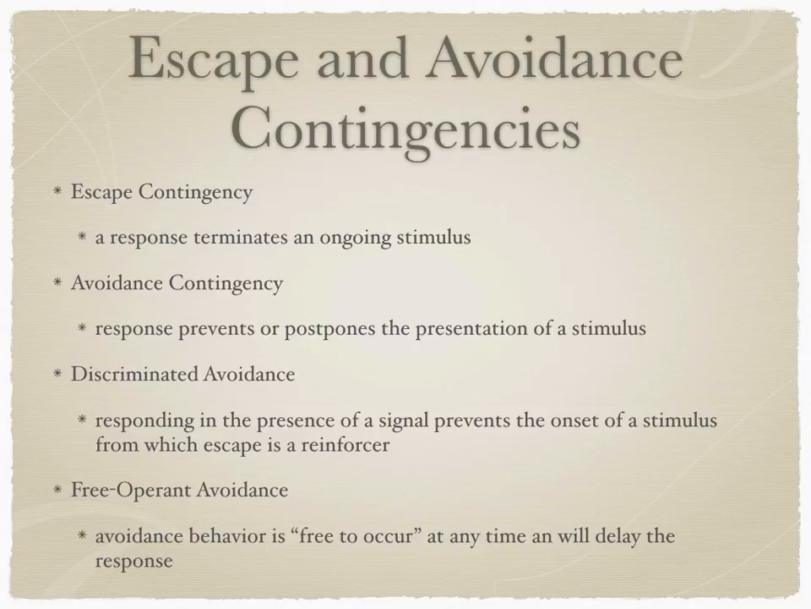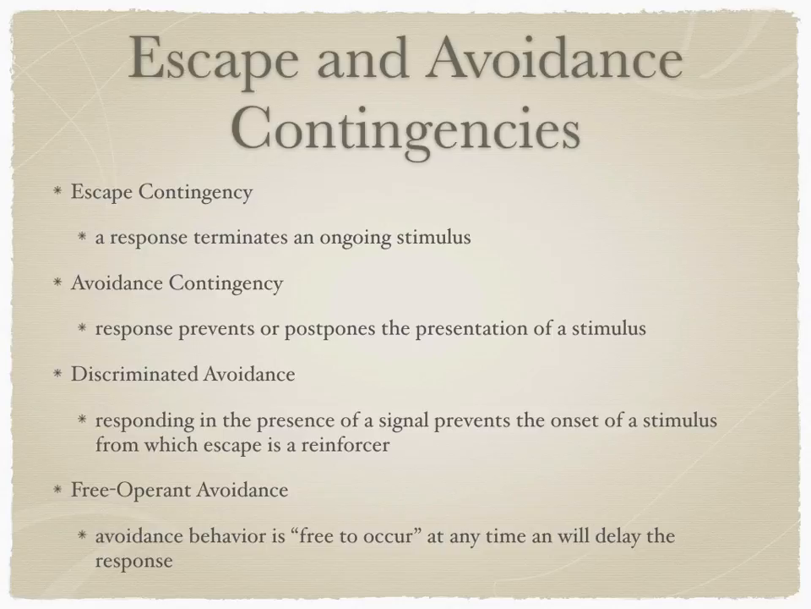When we go through talking about negative reinforcement, the book outlines escape and avoidance contingencies, and this was probably the most interesting section for me, because I work with students who tend to have behaviors, and not all the time do we openly talk about these contingencies. An escape contingency is a response that terminates an ongoing stimulus. An avoidance contingency is a response that prevents or postpones the presentation of a stimulus.